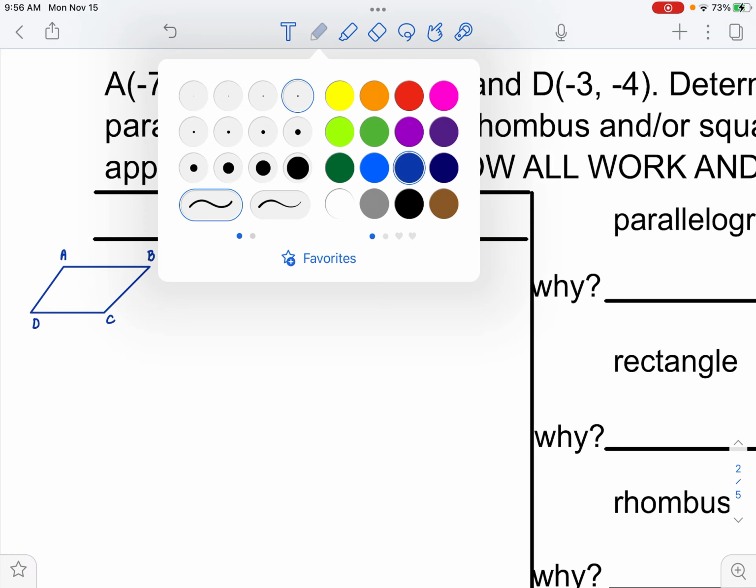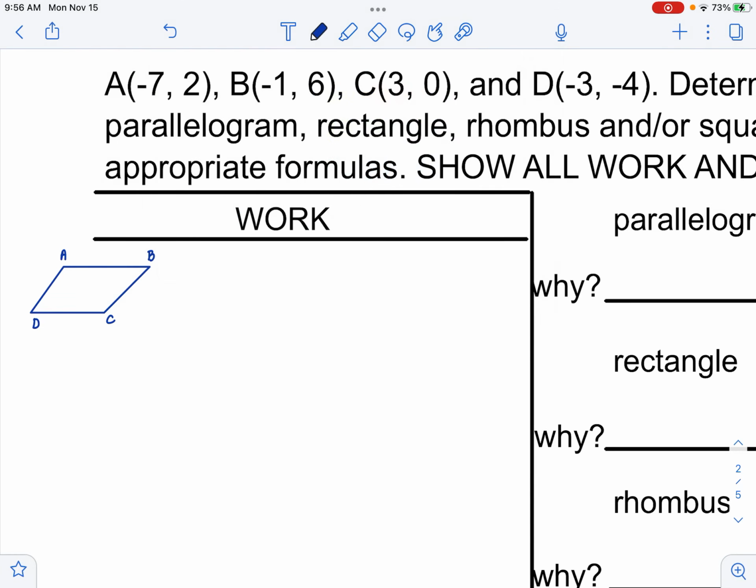All right, so first thing we're going to check is whether it's a parallelogram. If it's not a parallelogram, then we can stop because it's not a rectangle, it's not a rhombus, it's not a square, and we can just say no for the rest of them. So we're going to check to see if it's a parallelogram. We're going to see, is AB parallel to DC? So I'm going to start with AB.